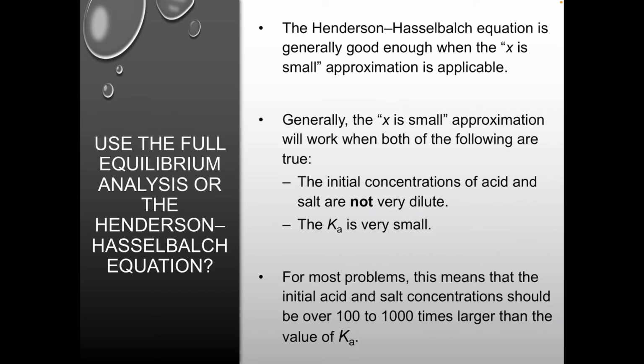The x is small approximation will work when both of the following are true. The Ka is very small, which is what we were just talking about, and we need the initial concentrations of the acid and the salt to not be super dilute. If they were really, really dilute, then those concentrations would be very small, and that x could actually play a factor in our concentrations. For most problems, though, this will be totally fine because we can't use it for our strong acids and strong bases anyway.